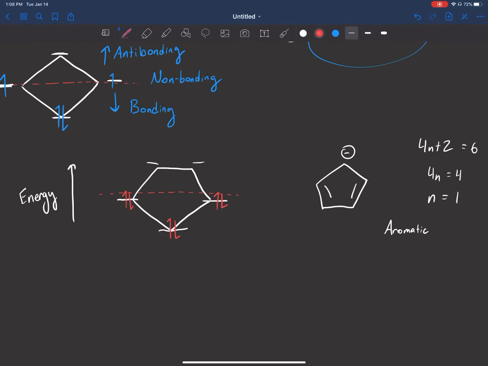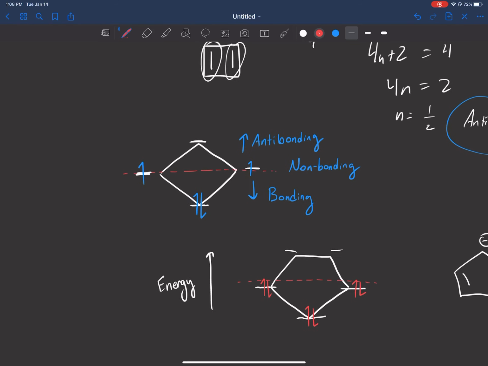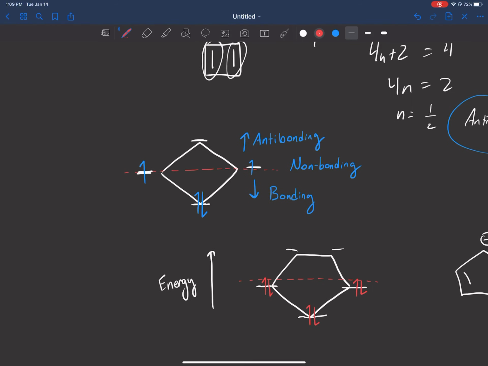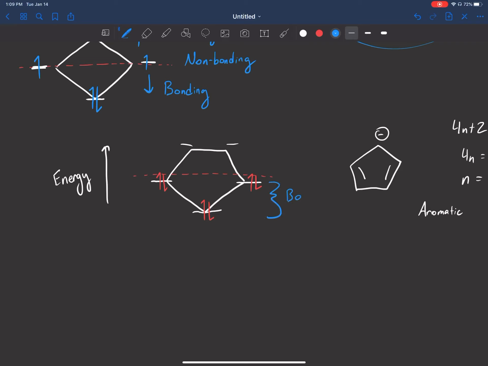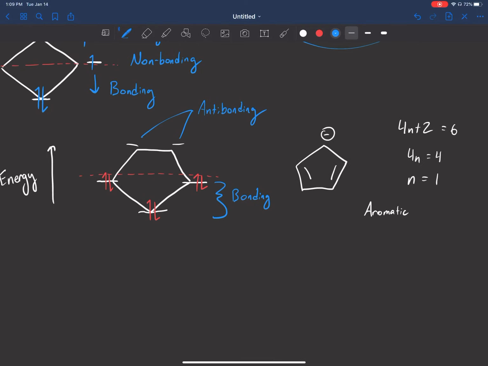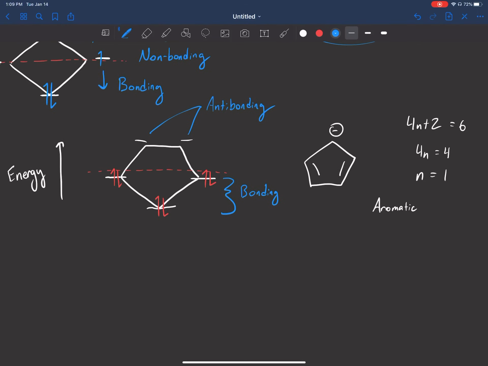Now, one thing to pay attention to: you only get non-bonding orbitals when that dotted line is directly cutting through 2 orbitals. In this case, it's not. You see it's above. So in this case, there are no non-bonding orbitals. These 3 are bonding, and the 2 up top are anti-bonding. So in this case, all of our bonding orbitals are filled up.